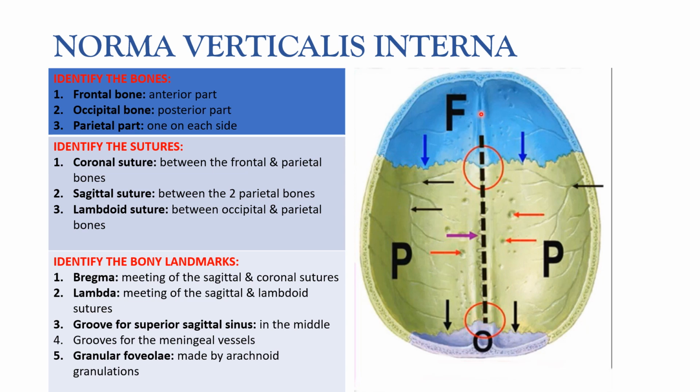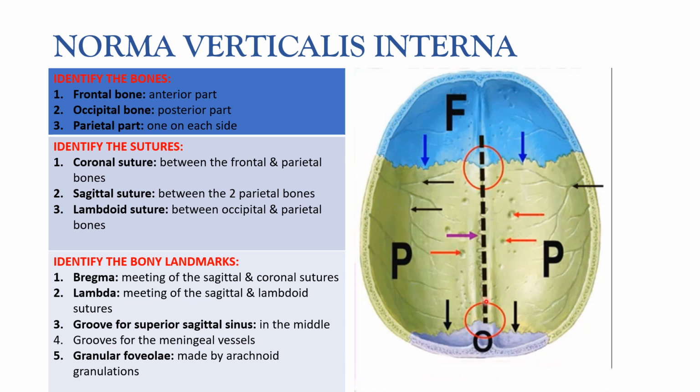There's a groove here extending from the frontal crest. So this is the frontal crest of the frontal bone. It forms a groove all the way, extending all the way here. And this groove is for the superior sagittal sinus. Okay, it's found in the middle, from the frontal crest all the way down.